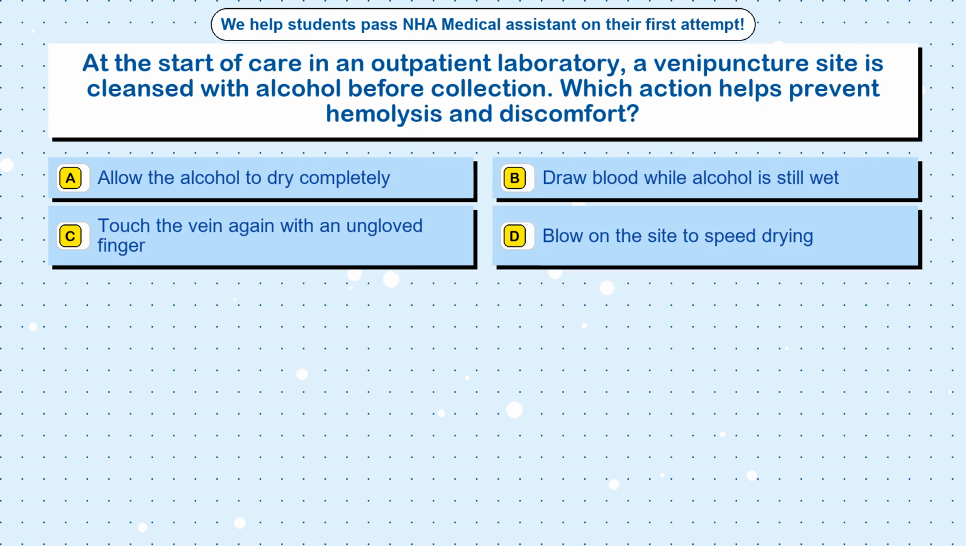Question 95. At the start of care in an outpatient laboratory, a venipuncture site is cleansed with alcohol before collection. Which action helps prevent hemolysis and discomfort? Option A, allow the alcohol to dry completely. Option B, draw blood while alcohol is still wet. Option C, touch the vein again with an ungloved finger. Option D, blow on the site to speed drying.